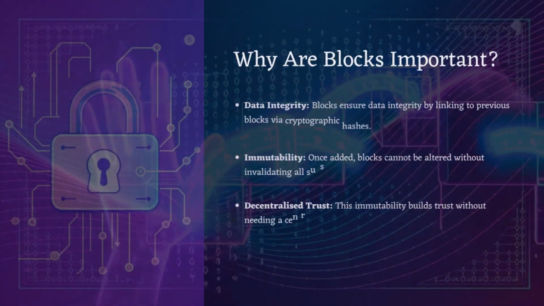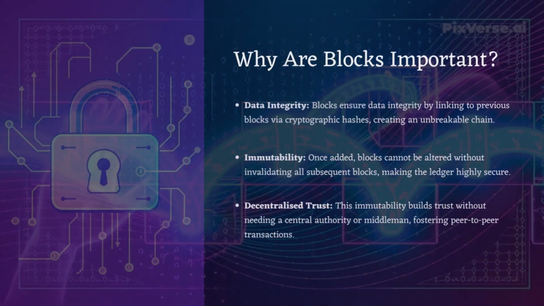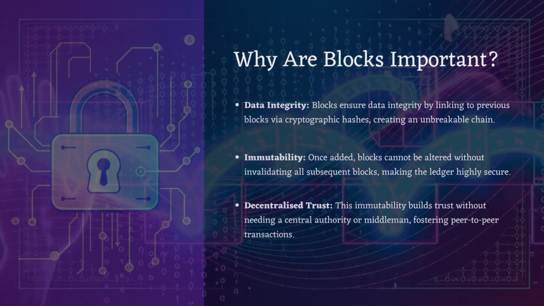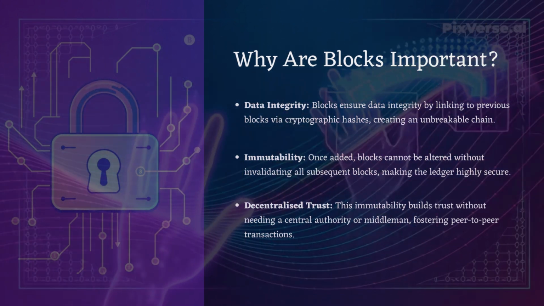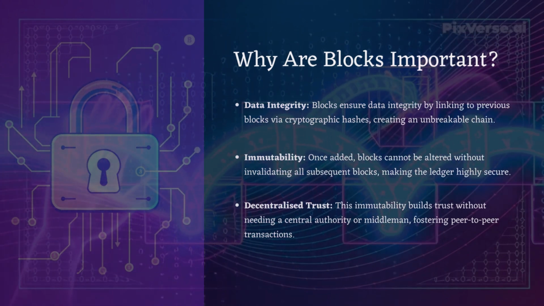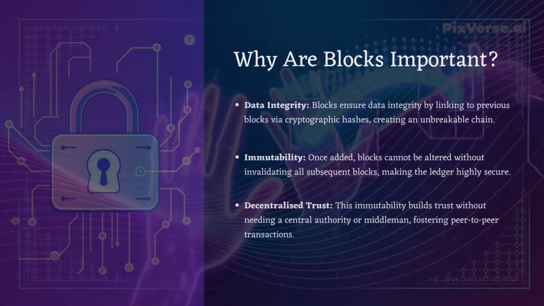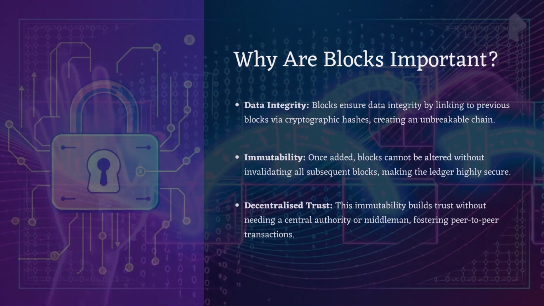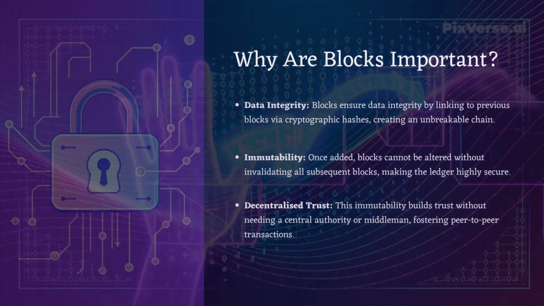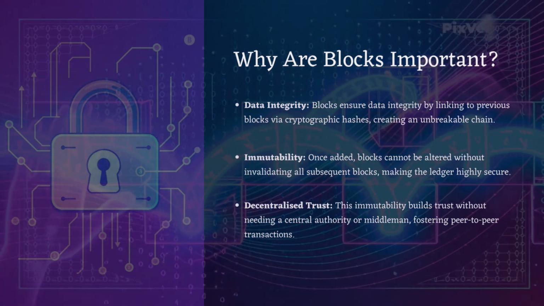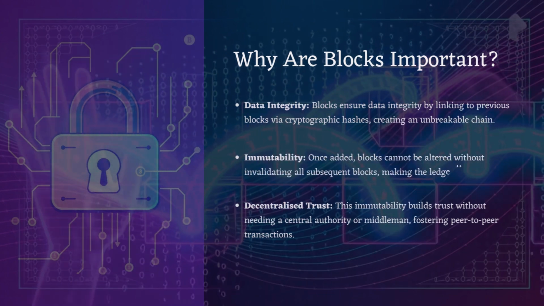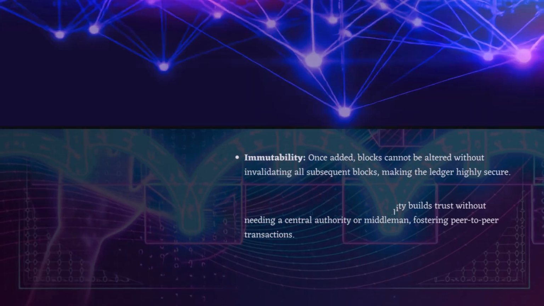Now you might be wondering, why go through all this trouble? Because blocks are what make blockchain secure, transparent, and trustworthy. They give us data integrity. Every block has a unique digital signature called a hash. They make the system immutable. Once added, you can't edit or delete a block. And most importantly, they build decentralized trust, meaning we don't need a bank or middleman to verify our transactions. Everything is verified by the network itself, and that's revolutionary.